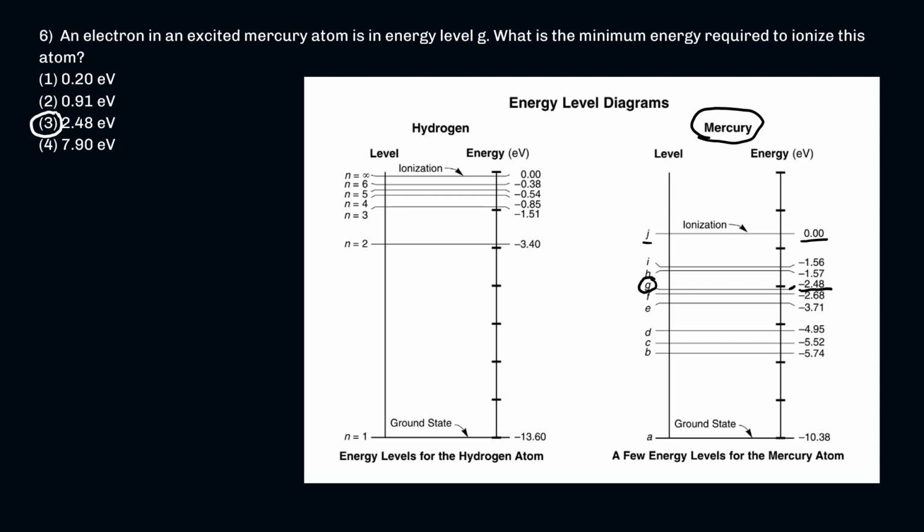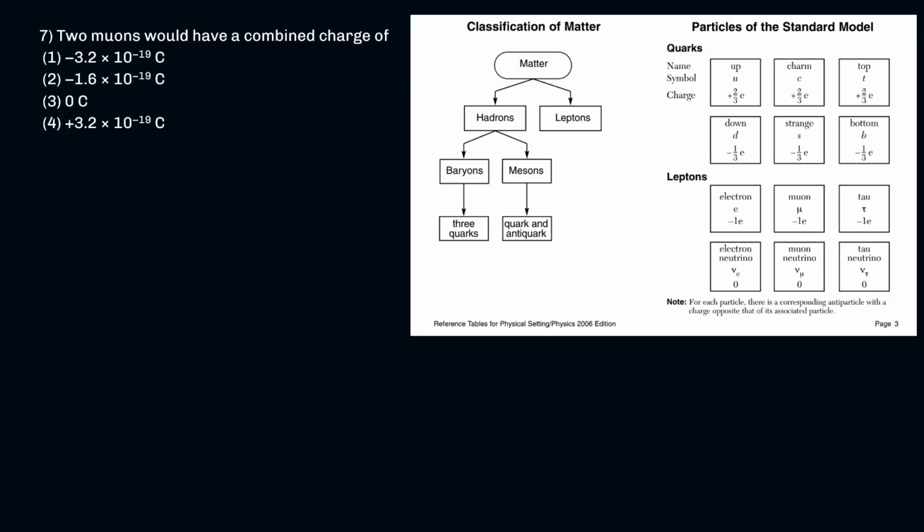So let's move into my next example. Example number 7: two muons would have a combined charge of. Again, I have my standard particle table out here, on the 3rd page of the reference table. I'm going to look for what two muons have in charge. It seems like the answer choices are all in coulombs, so I'm going to have to make a conversion, because on the reference table they're in elementary charges. This goes all the way back to electrostatics, making those conversions at the very beginning of electricity from elementary charges into coulombs.